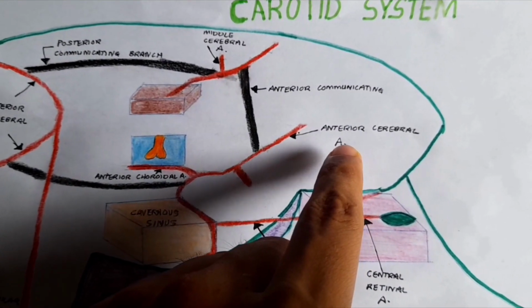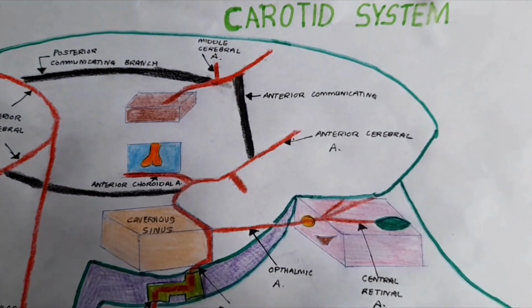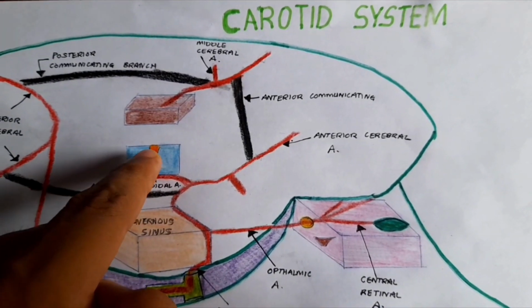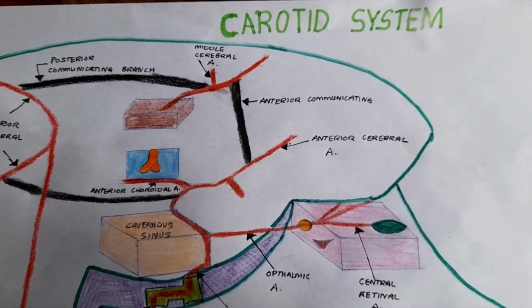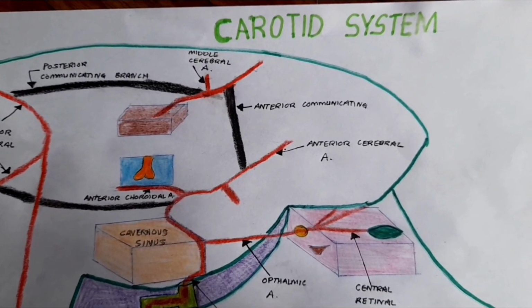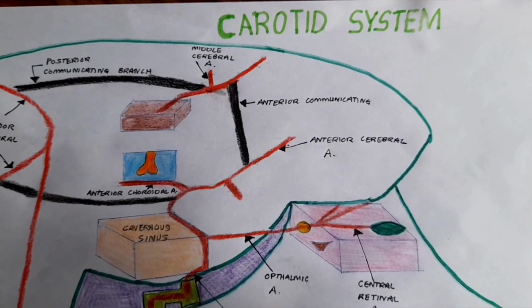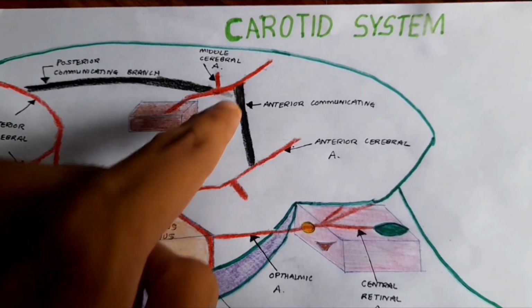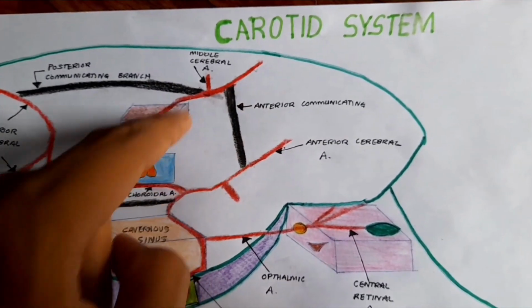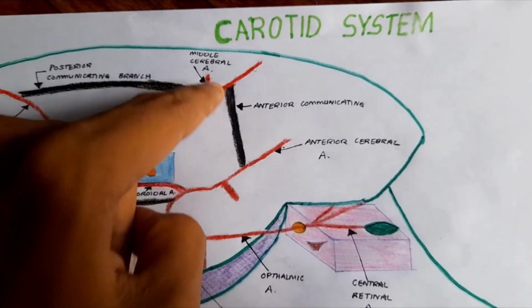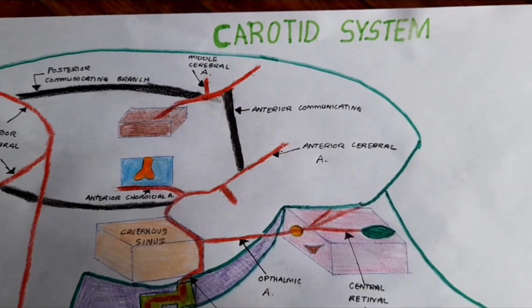Now we can see that over the anterior choroidal artery we have the pituitary gland, and we know that what is above the pituitary is the hypothalamus. Now the main thing to know here, which makes up the circle of Willis, is this black one. We can see here that there is something linking these two arteries, these two sections.